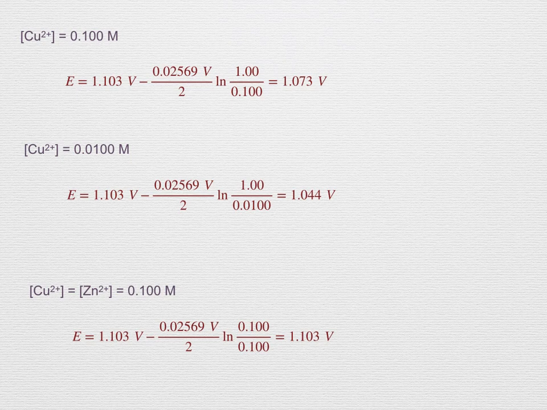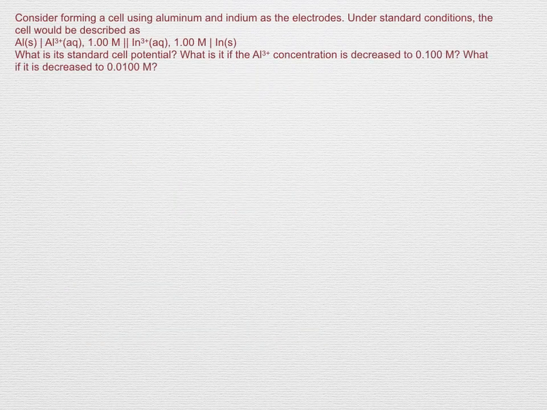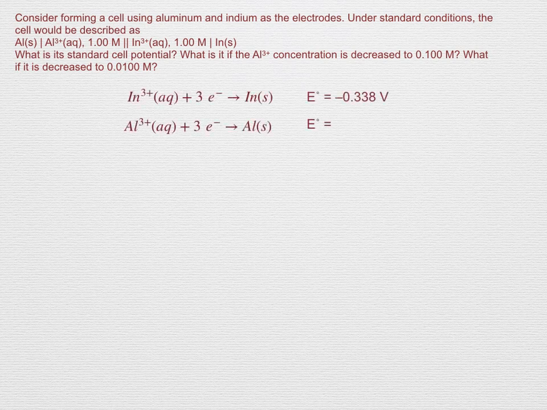Here is another cell. See if you can observe any similar or different trends. We will look at a cell formed from aluminum and indium. The associated oxidized ions both have a valence of plus 3. Here are the relevant standard reduction potentials. Indium is the most positive, or at least negative in this case, so it will behave as the cathode and aluminum is going to be oxidized in the cell.